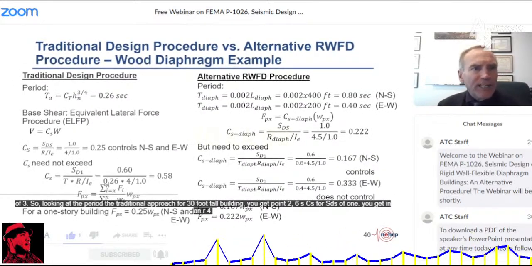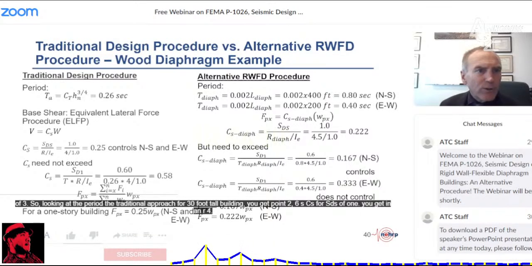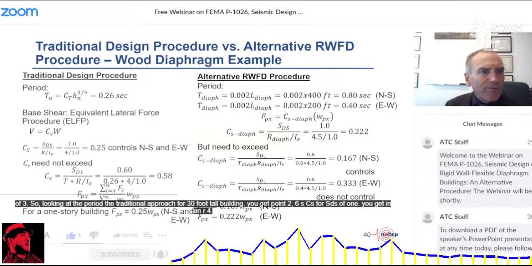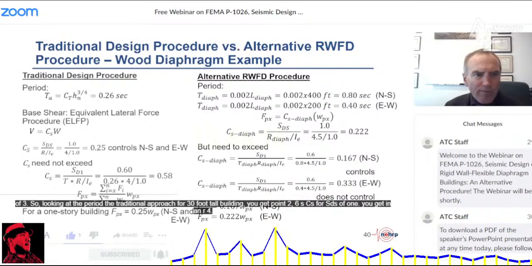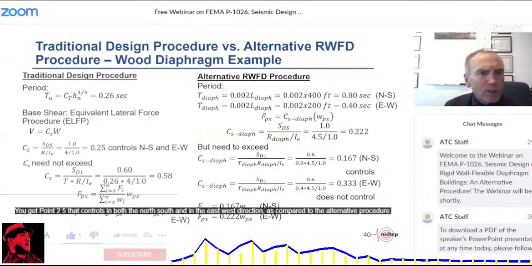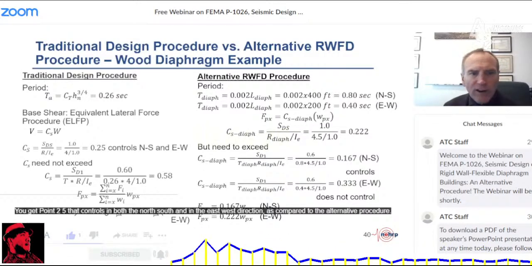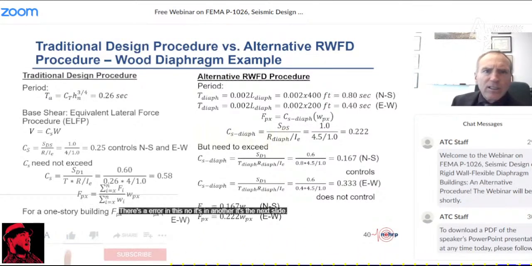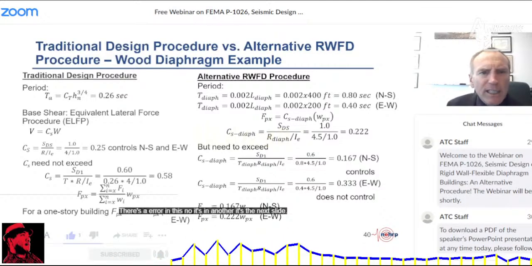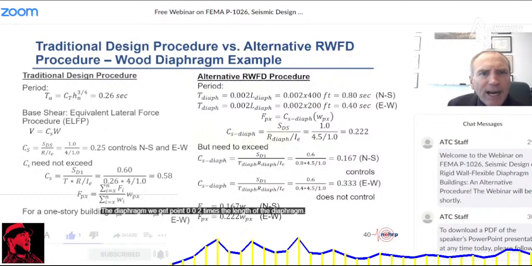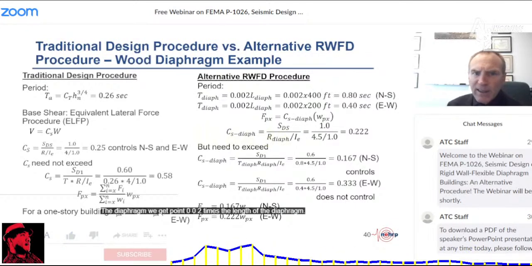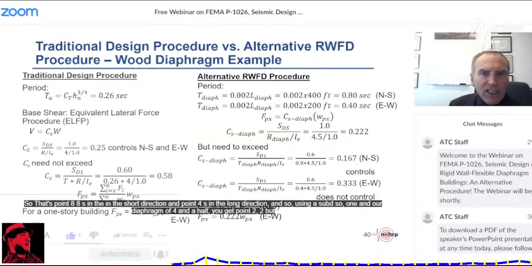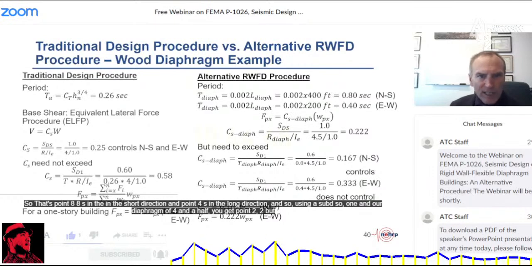So looking at the period, for the traditional approach for a 30-foot tall building, you get 0.26 seconds. Cs for S_DS of 1 and an R of 4, you get 0.25. That controls in both the north-south and the east-west direction. As compared to the alternative procedure, there's an error in this. No, it's the next slide. For the diaphragm, we get 0.002 times the length of the diaphragm, so that's 0.8 seconds in the short direction and 0.4 seconds in the long direction.